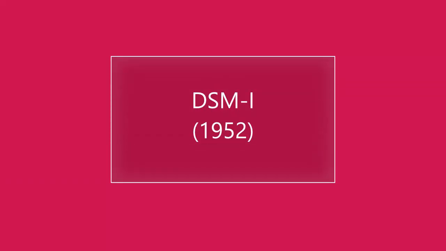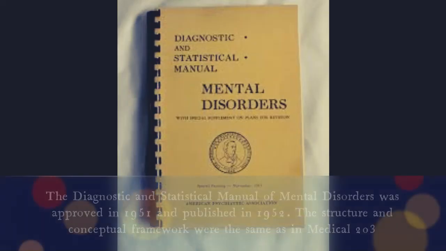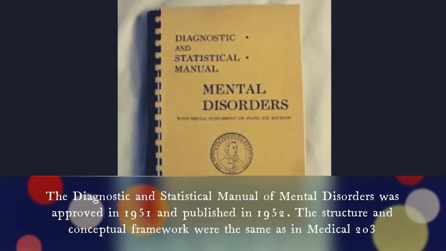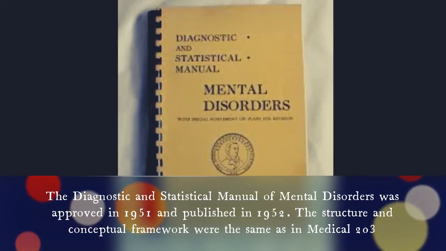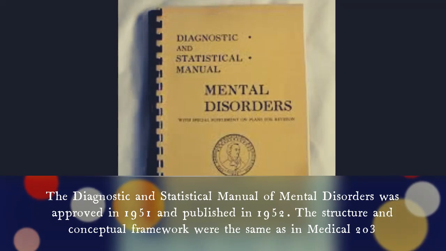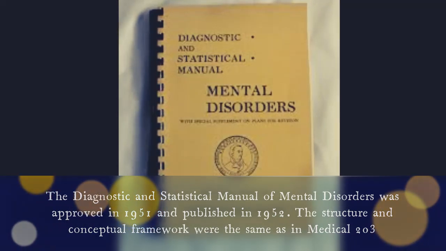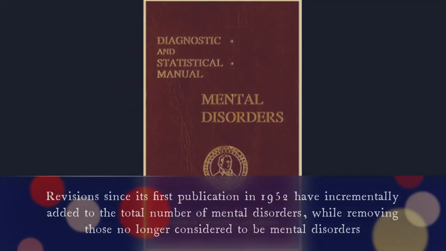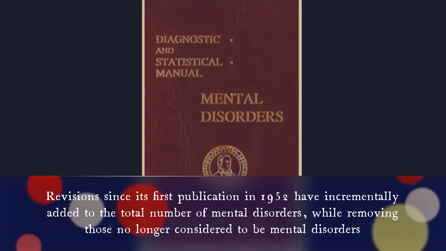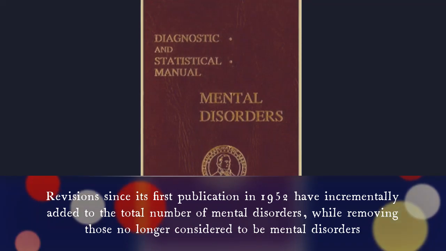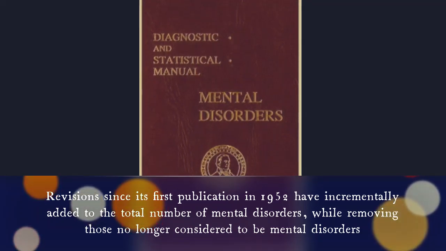The DSM-I. The Diagnostic and Statistical Manual of Mental Disorders was approved in 1951 and published in 1952. The structure and conceptual framework were the same as in Medical 203. Revisions since its first publication in 1952 have incrementally added to the total number of mental disorders, while removing those no longer considered to be mental disorders.